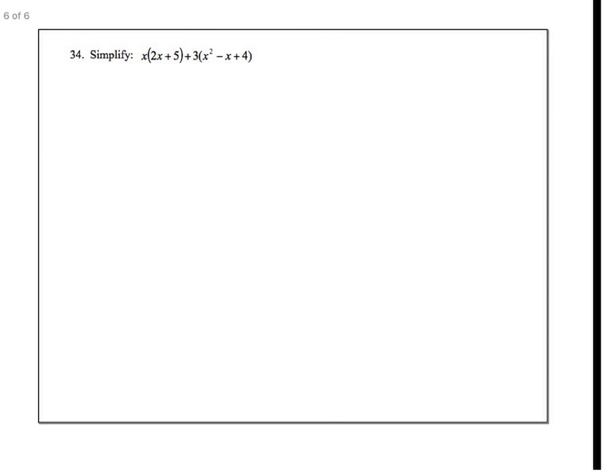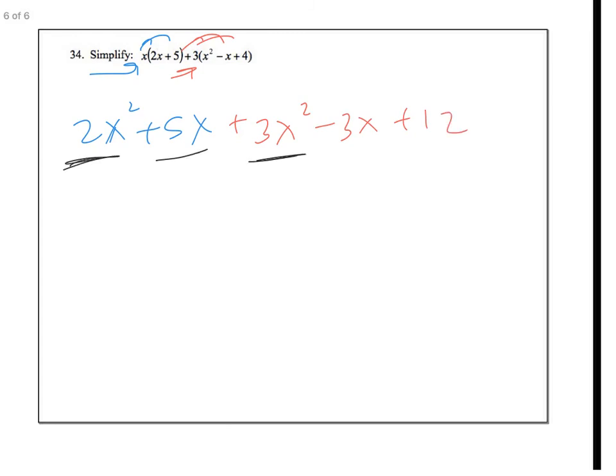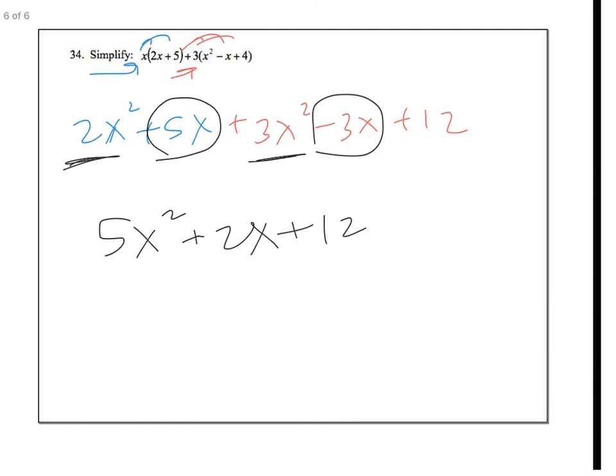34 says simplify. Well, I first need to do some distributing here. This x there only goes with that first parentheses. So x times 2x gives me 2x squared. X times 5 is plus 5x. And now this 3 only goes with the second parentheses. So that's going to be plus 3x squared minus 3x and then plus 12. And now make sure you go back and combine like terms. So 2x squared and 3x squared, 5x and minus 3x. So 2x squared plus 3x squared gives me 5x squared. 5x minus 3x is plus 2x. And then I still have that plus 12 at the end.